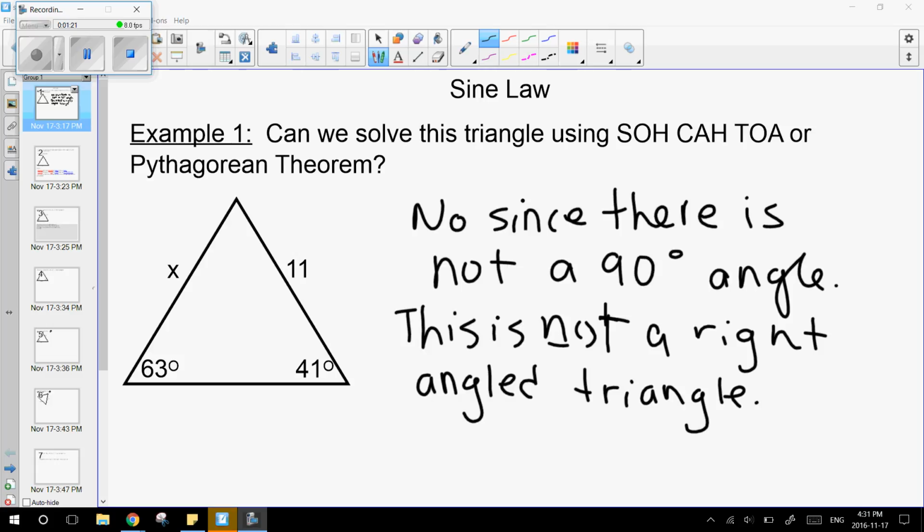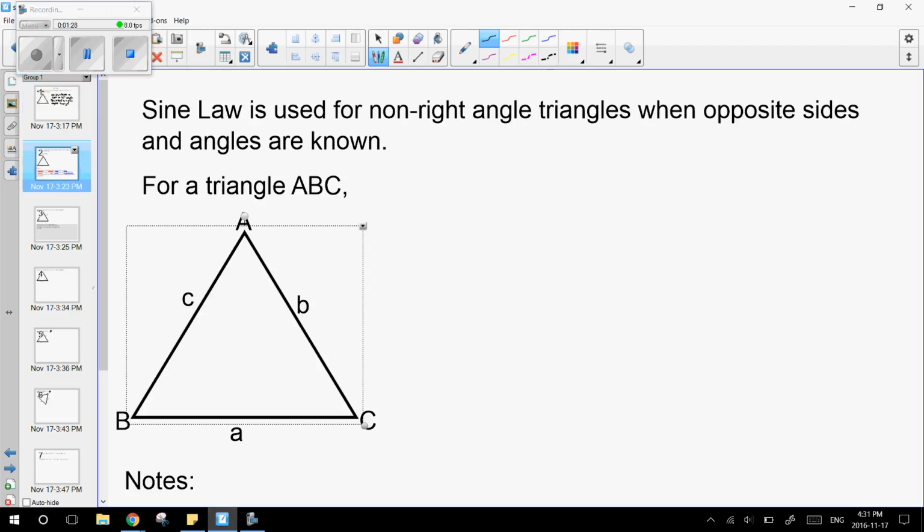Once you got a chance to put that in your notes, make sure you pause the video if needed and move on to the next example. Our next example, we're looking at the definition of sine law. Sine law is used when we have non-right angle triangles and only when opposite sides and angles are known.